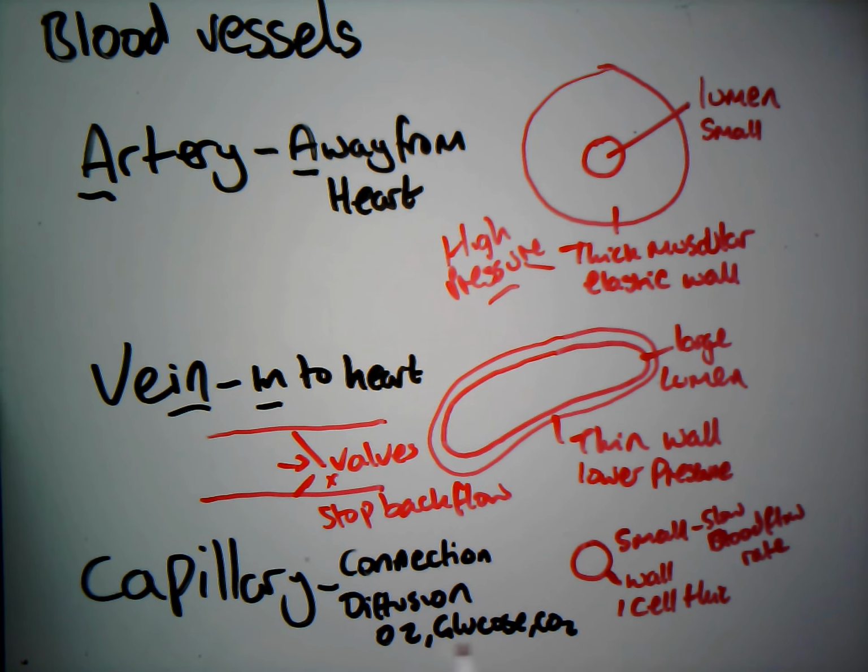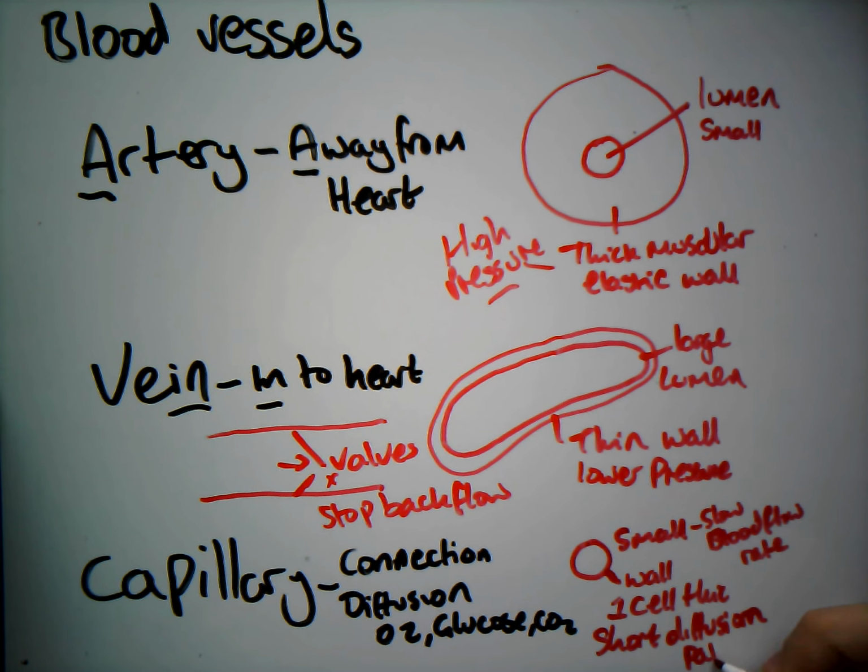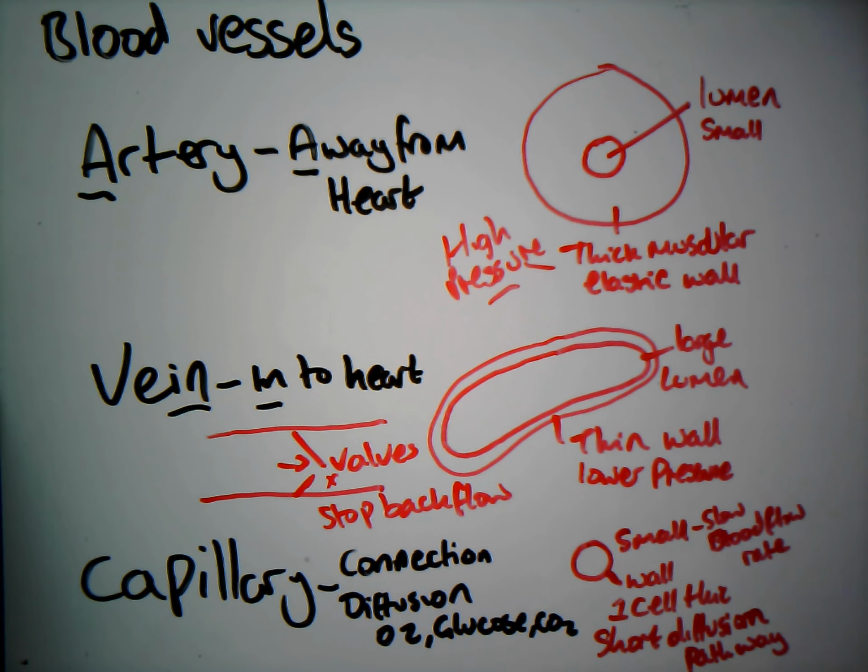We want to make sure we're getting all that oxygen and all that glucose out of the bloodstream and all that carbon dioxide into the bloodstream. 1 cell thick allows for a short diffusion pathway, which just means that all that oxygen, glucose, and carbon dioxide has got less distance to travel. And they're going to be really small to allow that to happen effectively.